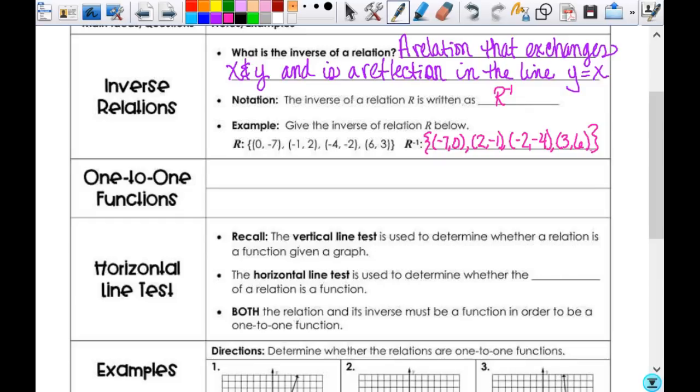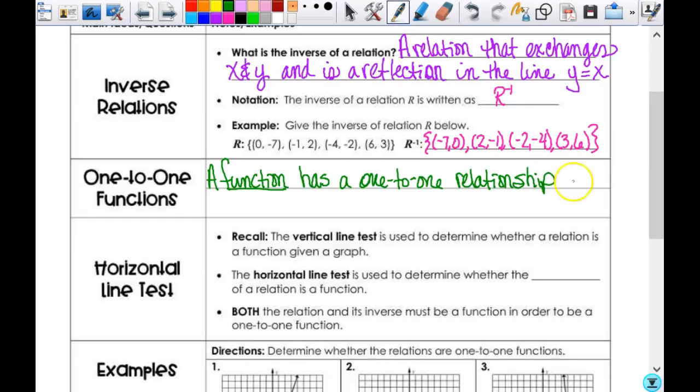Okay, so now let's talk about one-to-one functions, because this is where we really focus. Okay, so a function has a one-to-one relationship if the relation and its inverse are functions.